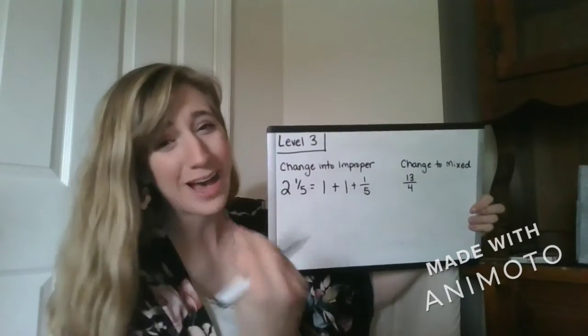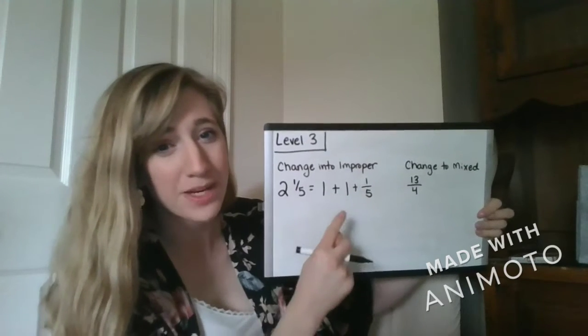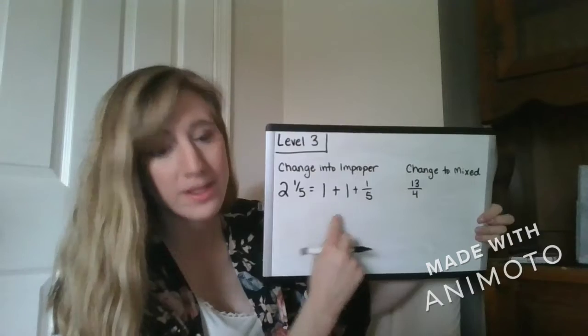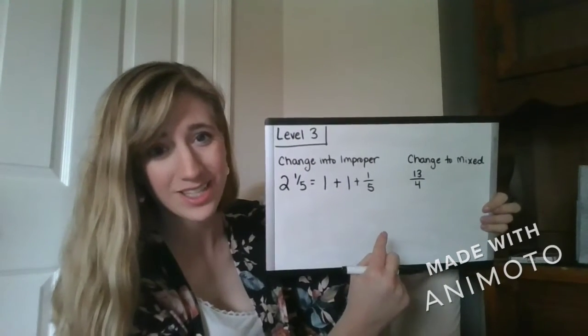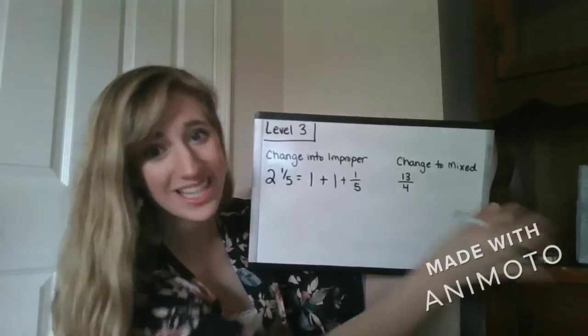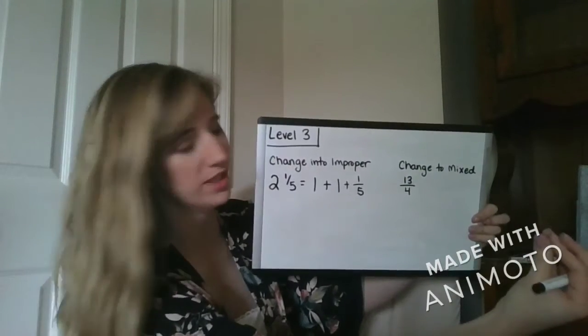Think about how many fifths do I need to make one whole, okay? How many fifths do I need to make that one, okay? And then how many fifths do I need to make this one? And then add them all up together to see how many total fifths are at the end. This one is the opposite. You're now decomposing it into see how many whole values do we have and what's left over in the end.